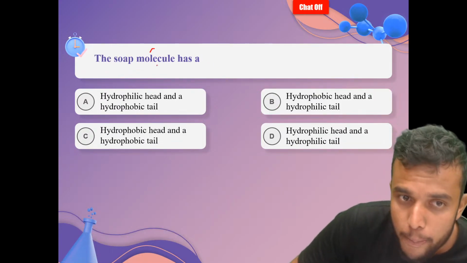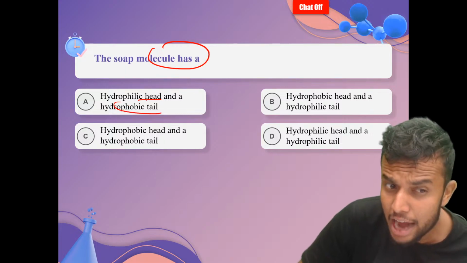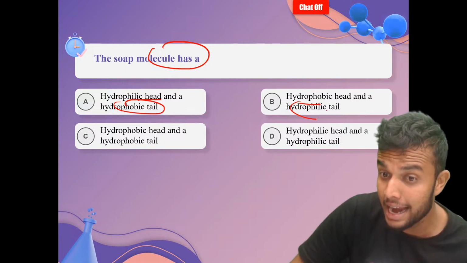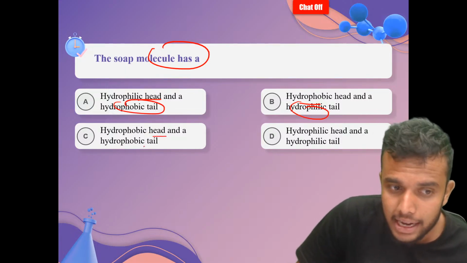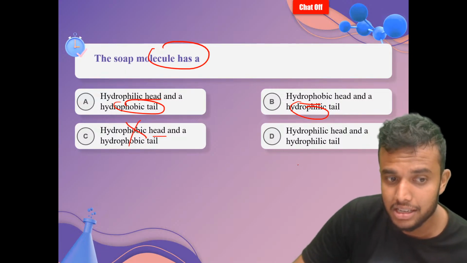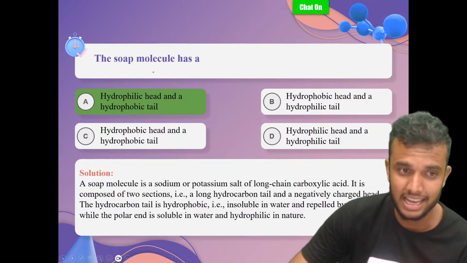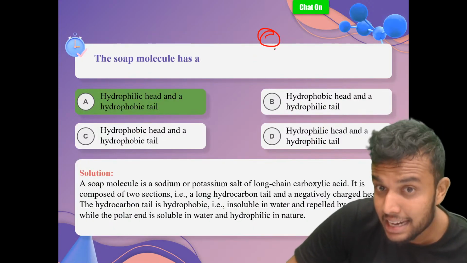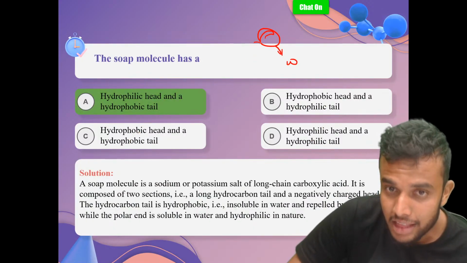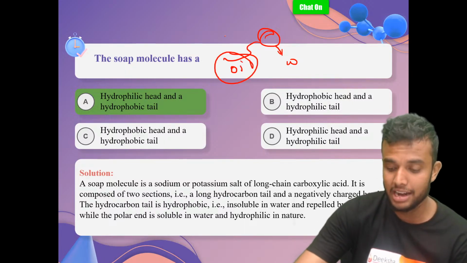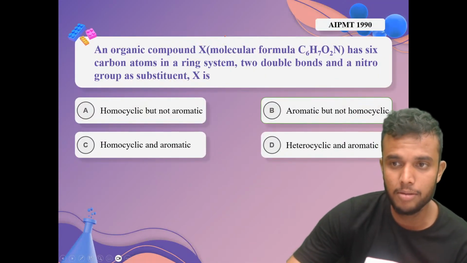Second question: the soap molecule has a hydrophilic head and a hydrophobic tail, or a hydrophobic head and a hydrophilic tail, or a hydrophobic head and a hydrophobic tail. The last is a wrong answer. Both cannot be hydrophobic, and both cannot be hydrophilic. It is either this one or this one. The answer is A, right? Hydrophilic head. The head is water soluble. The tail is oil soluble. Right, students? Let's solve some more questions.